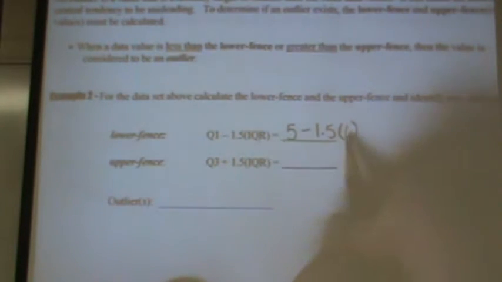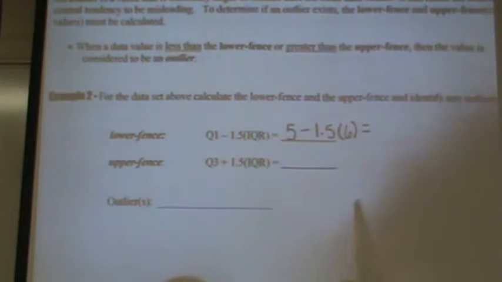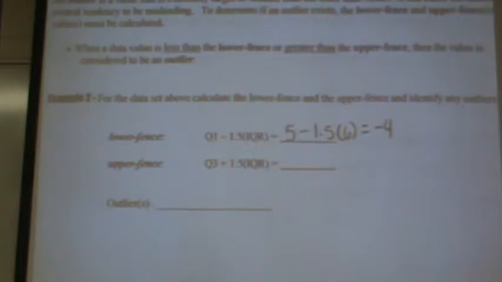So you'll just plug this into your calculator, and you should get -4. So our lower fence is -4. That means if we have any numbers that are less than -4, they would be considered outliers in our set.